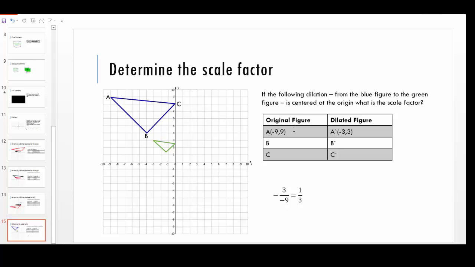So guys, that concludes this video. We covered line symmetry, rotational symmetry, plane symmetry, axis symmetry for 3D figures, and we did dilations about the origin, away from the origin, and we were able to determine a scale factor.